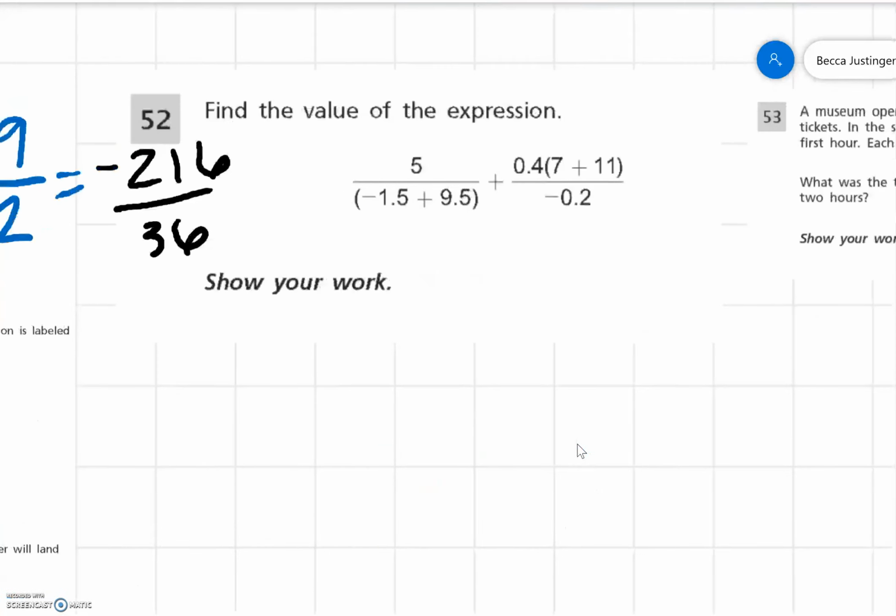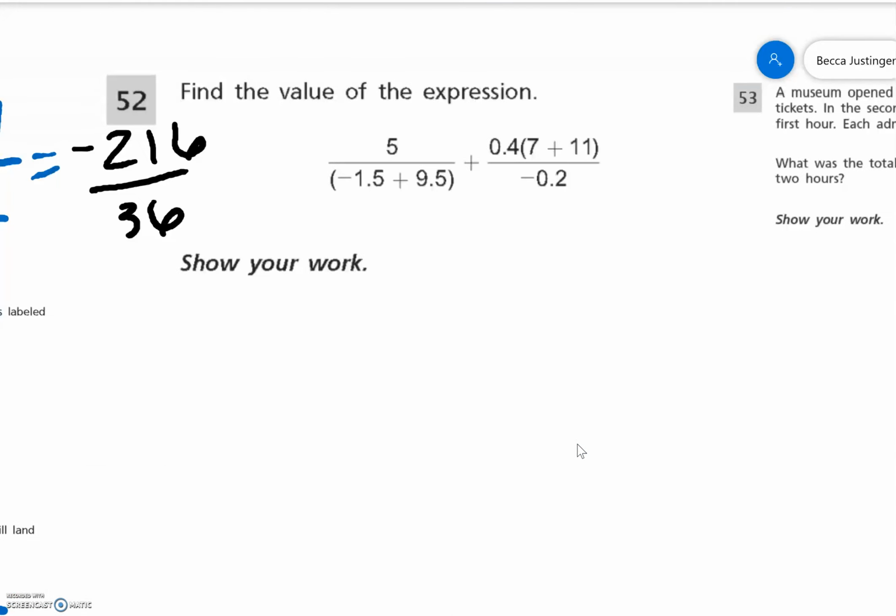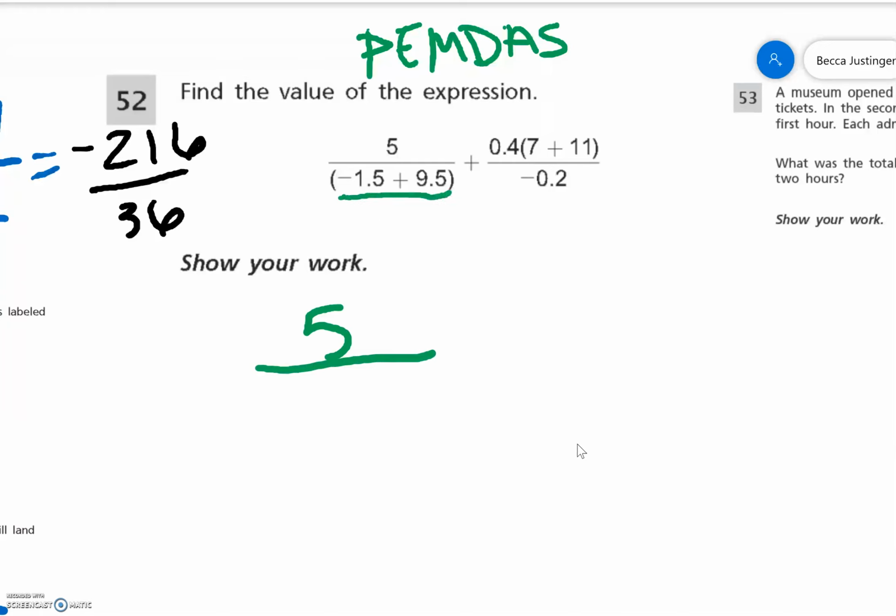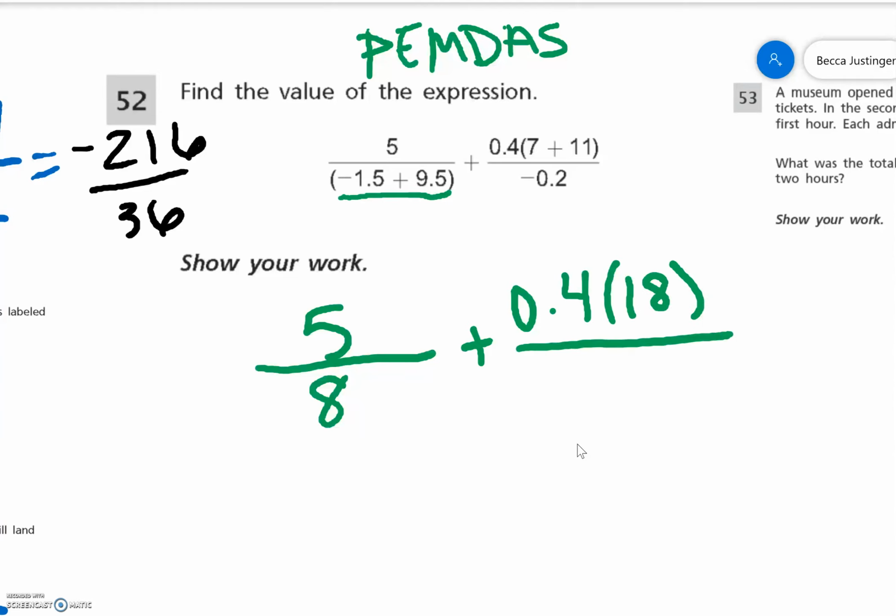All right, next question. Find the value of the expression. So we're going to have to use some PEMDAS here. So PEMDAS, we got to use parentheses first. So I'm going to leave the 5. Negative 1.5 plus 9.5 is 8. Plus, leave the 0.4 on the outside. 7 plus 11 is 18. Divided by negative 0.2. Now I have no exponents, so then I can multiply or divide.